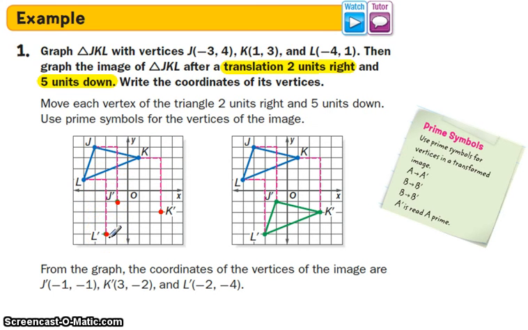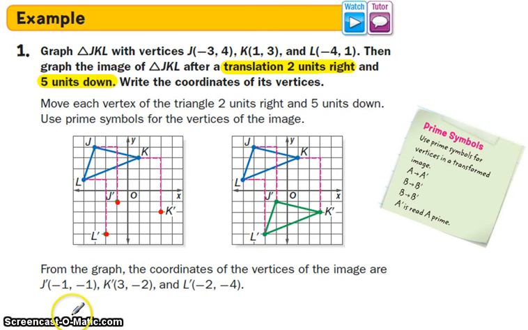There's our new point. So, again, here's our pre-image, or our original image, and we translated it 2 to the right, 5 down, and here's our new image. Now, our new image, we don't say triangle JKL. Okay, if you look over here, we have little dashes after these. These are called primes. So J became J prime, K became K prime, and L is L prime. All right.